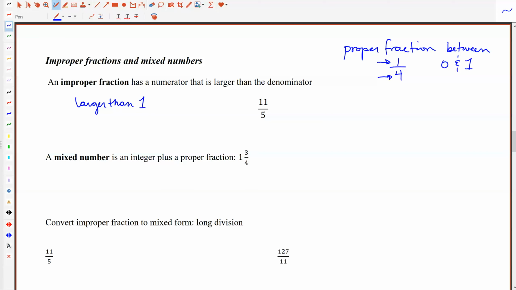So then the idea is, how much more do you have? We'll find that out. We'll go back and forth between an improper fraction and what is called a mixed number. A mixed number is a number that has an integer plus a proper fraction.